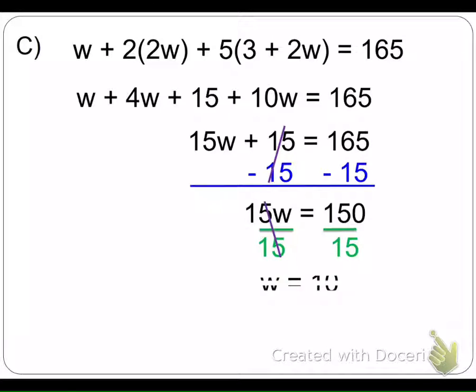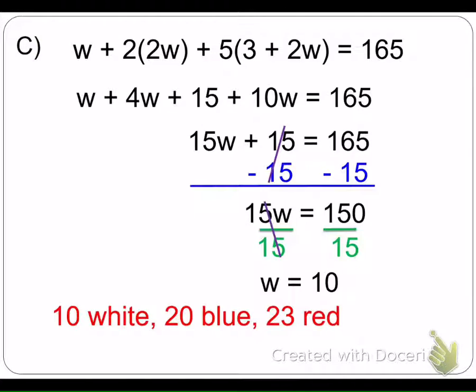Now, did they ask us about the white chips or all the chips? All the chips. So white chips is 10. What's blue chips? 20. What's red chips? 23. You basically just plug it back into that column with all the W's. W stood for the number of white chips. We had twice as many blue chips, so 2W, 2 times 10, 20. 2W plus 3 was red chips. Plug the 10 in, you get 23.